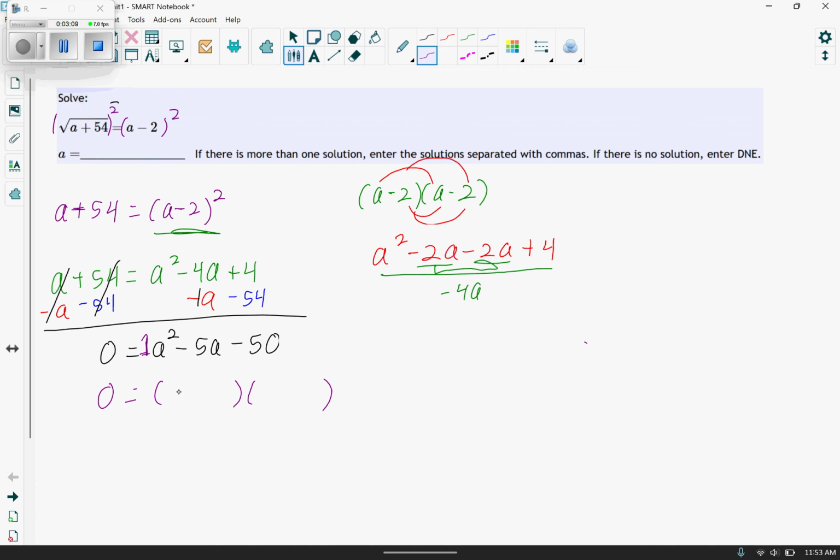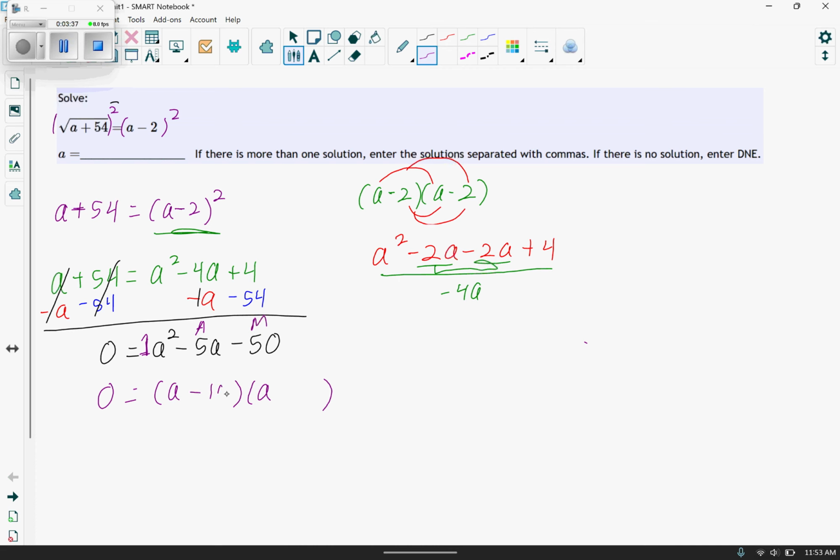And we know to get that a squared, it's going to be a and a, because a times a is a squared. And then the outer and the inner is where we add up to that minus 5a. And then the last two terms multiply together to give me negative 50. So a lot of times people will call this the A&M method. So we're looking for two values that can add to give me the negative 5a. But then when I multiply those two numbers together, I get the negative 50 right here.